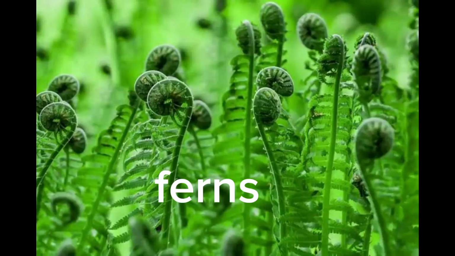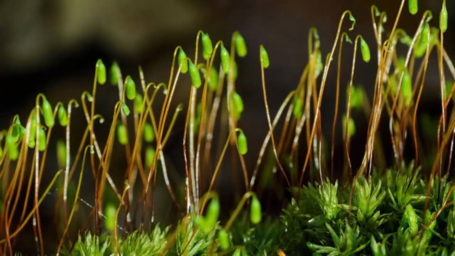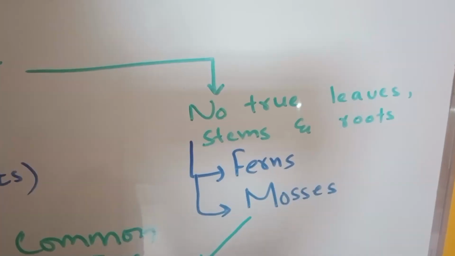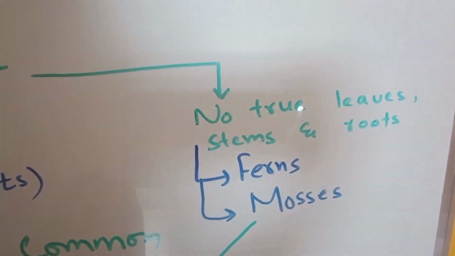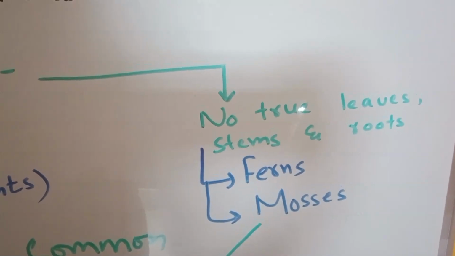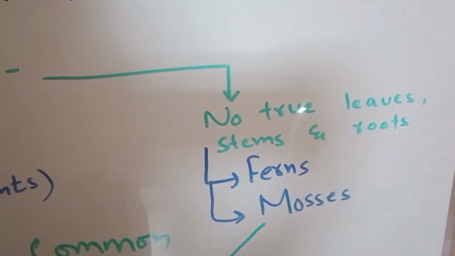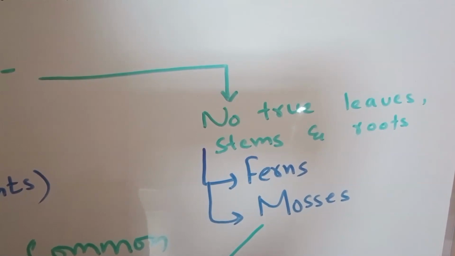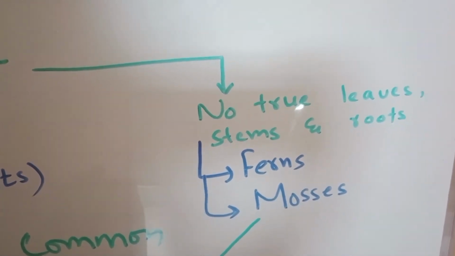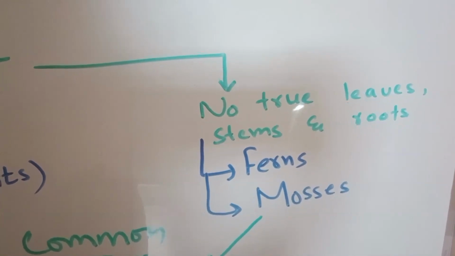These leaves and stems of the ferns are not true leaves. And this is the picture of the mosses. They have a capsule like leaves. So trees, monocot, dicot plants, they all have leaves, stems, roots, and flowers. However, ferns and mosses, they don't have true leaves, stems, and roots.